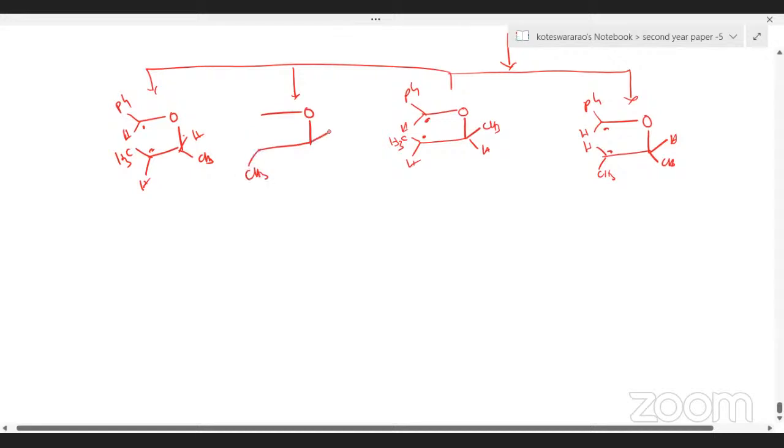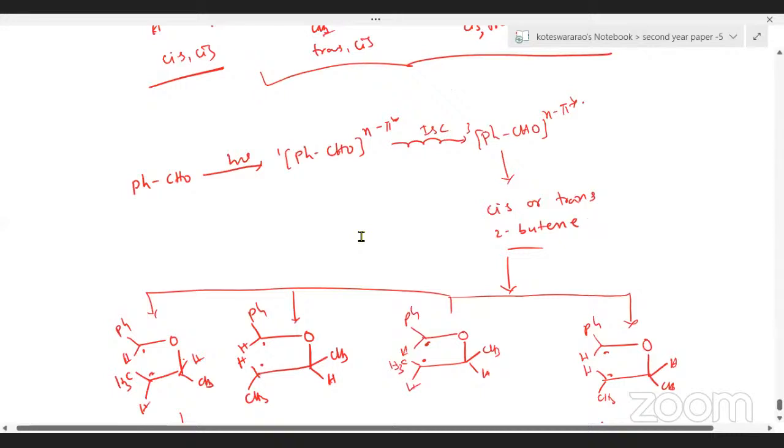CH3, H. Yes, four diradicals are generated. These four diradicals combine together, whatever the radical arrangement generates, and this produces four products. The four products are given here.